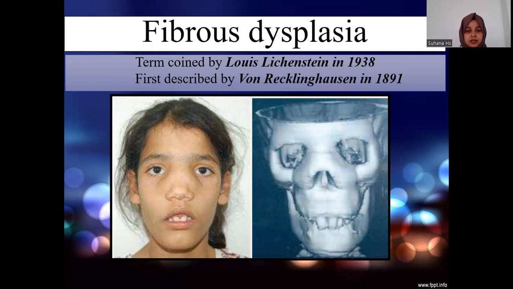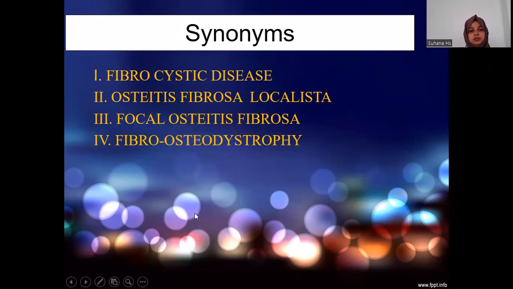Here is a picture of a child who has fibrous dysplasia, and her skull image is shown here. The synonyms of fibrous dysplasia include fibrocystic disease, osteitis fibrosa localisata, and focal osteitis fibrosa. Fibro-osteodystrophy is also a name for fibrous dysplasia.